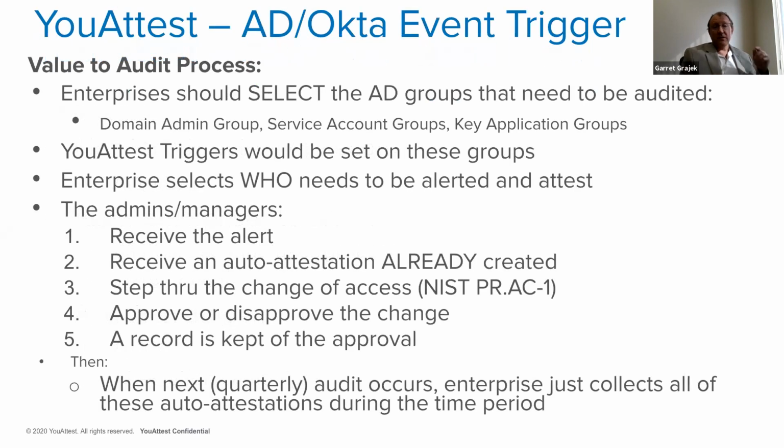Here's the process. Many words, we'll share these slides, share the deck, the whole nine yards. But the concept is people in governance select which groups they care about, either the Okta groups or the AD groups, and which events. Then when an event occurs, say Garrett gets put into the admin group, fine, that could be legit, that could not be, the product automatically creates an attestation campaign.